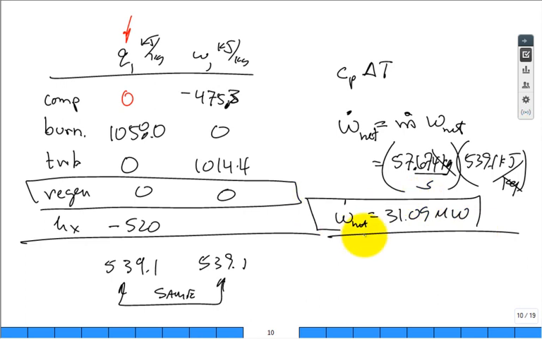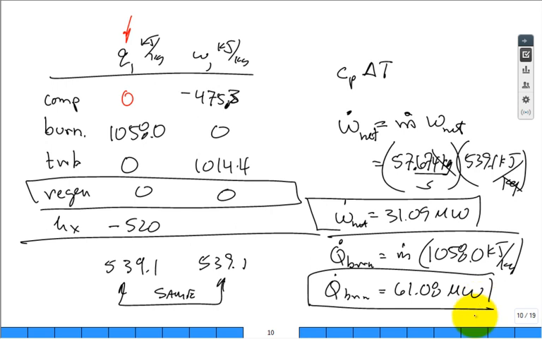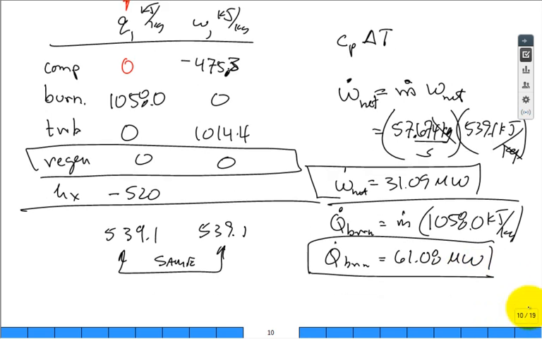Then the other part, which is the burner, Q dot in the burner, is equal to the mass flow rate times Q of the burner. We already calculated it's 1058.0 kilojoules per kilogram. And Q dot burner turns out to be 61.08 megawatts. And then the last part, thermal efficiency, isn't that just the ratio of the two? So you get 31.09 megawatts of power out when you supply 61.08 megawatts of heat into the combustor. Thermal efficiency is 50.9%.